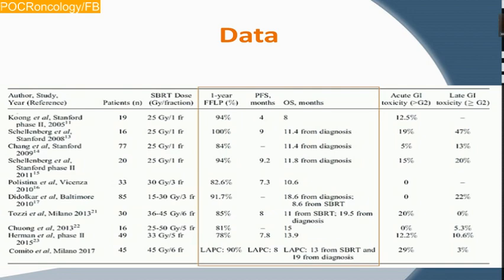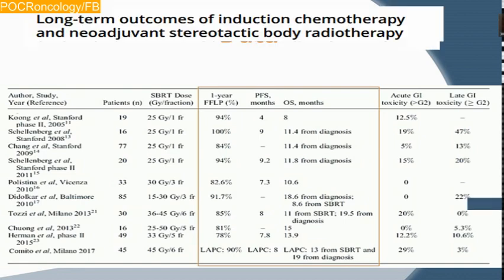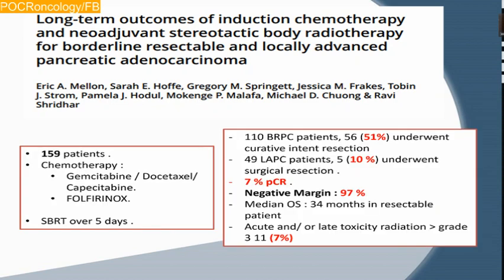Here, also showing some of the data. Early data was single fractions. Single fractions had high side effect. Then we changed to 3 fractions, 5 fractions with good side effect and very good local control over 1 year. Here is one of the biggest SBRT trials, 159 patients, borderline locally advanced. See how the negative margin achieved is 97% with only 7% acute and late side effect.